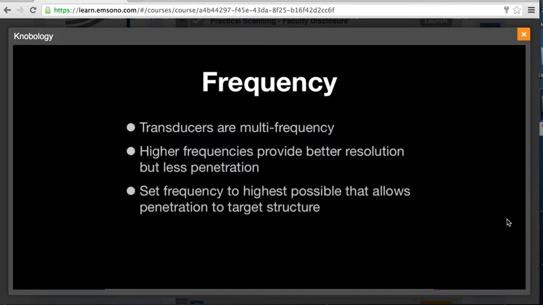Let's take a look at frequency. Remember, transducers are multi-frequency. The higher frequencies will provide better resolution but less penetration. So you want to set the frequency to the highest possible frequency that will allow penetration to the target structures.